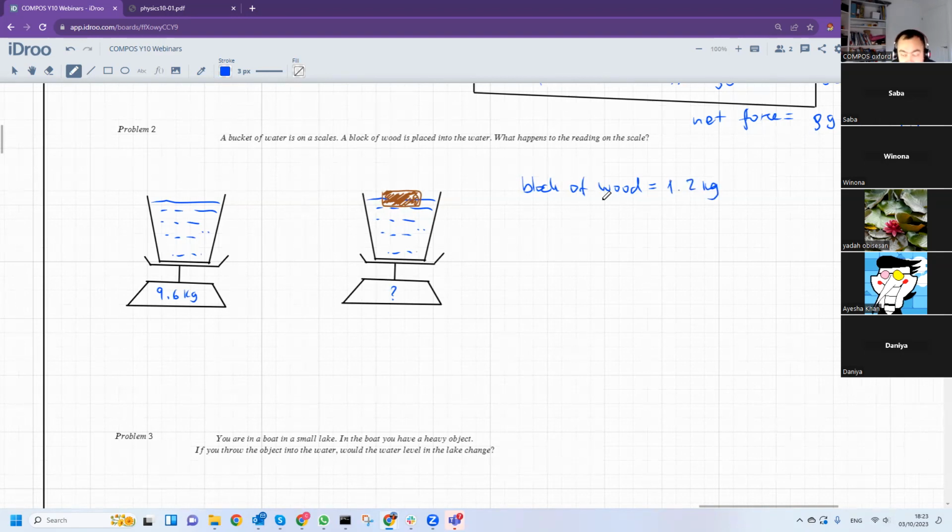10.8, yeah, correct. But do you have an explanation why? Because the wood is not touching the bucket, is it? Why? Increases the mass inside the container. True. But I'm still not convinced, because the block is not touching the bucket. Why would it increase? A force is exerted onto the water.